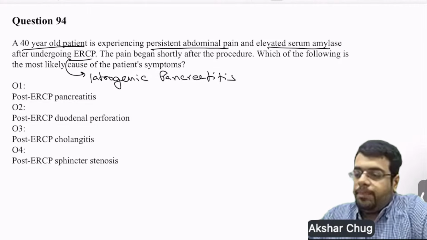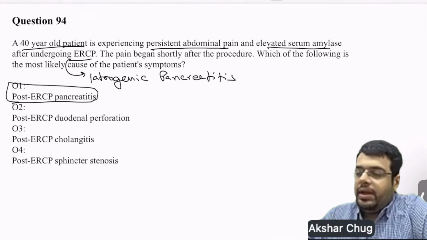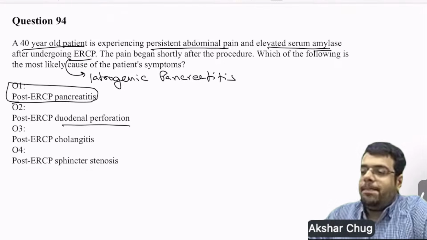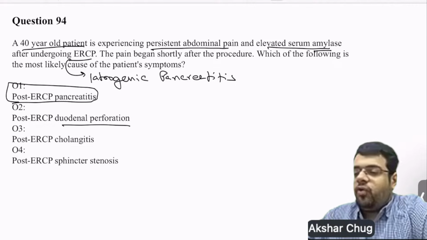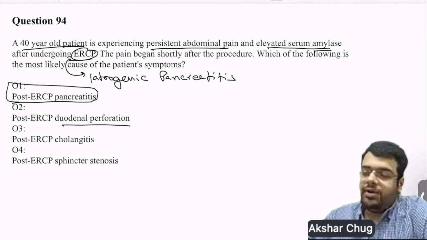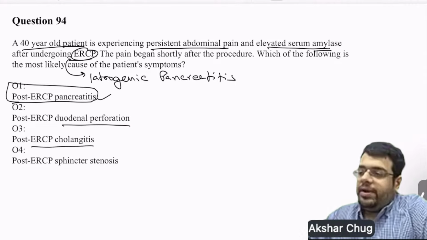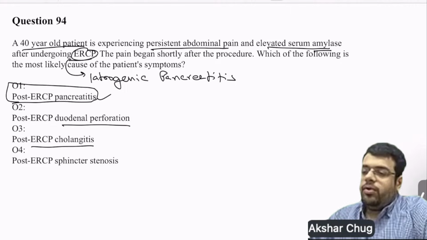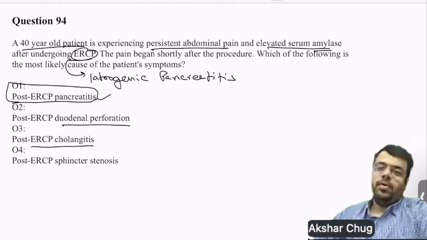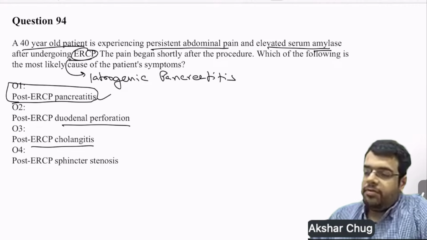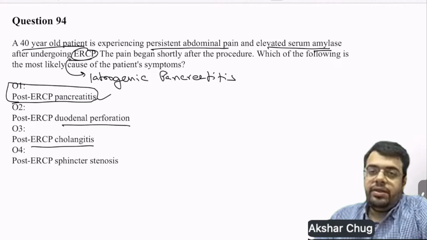So it is post-ERCP pancreatitis. In duodenal perforation, amylase might be elevated, but following ERCP, the most common complication is pancreatitis. Post-ERCP cholangitis will not have raised amylase. It would be more localized towards the right upper quadrant. Post-ERCP sphincter stenosis also is very uncommon. The post-ERCP pancreatitis fits the clinical scenario we are given.